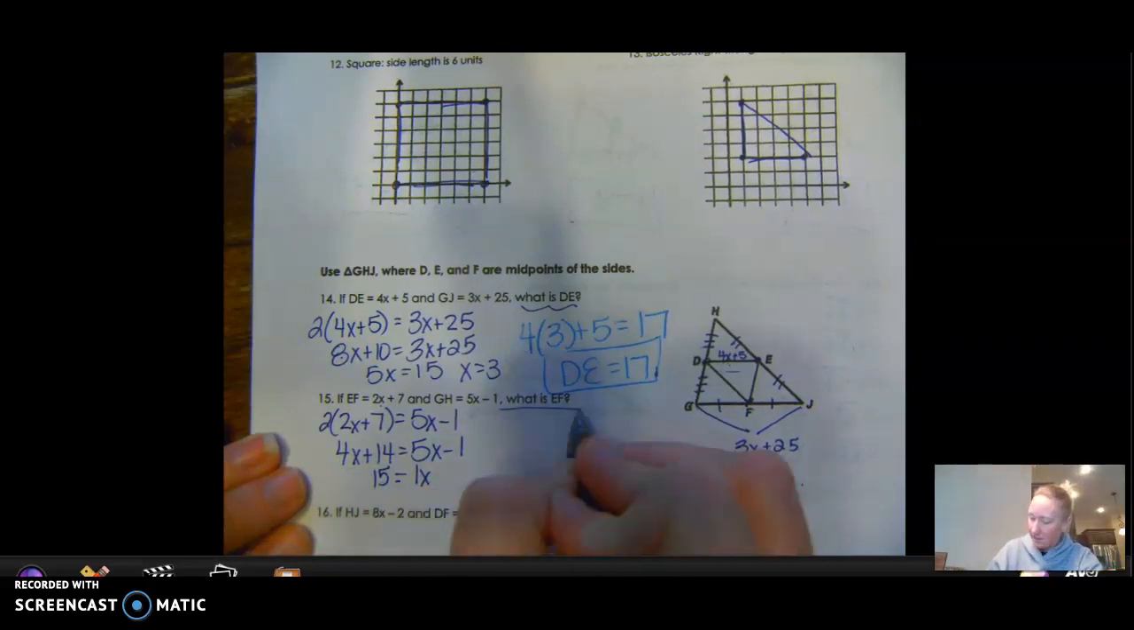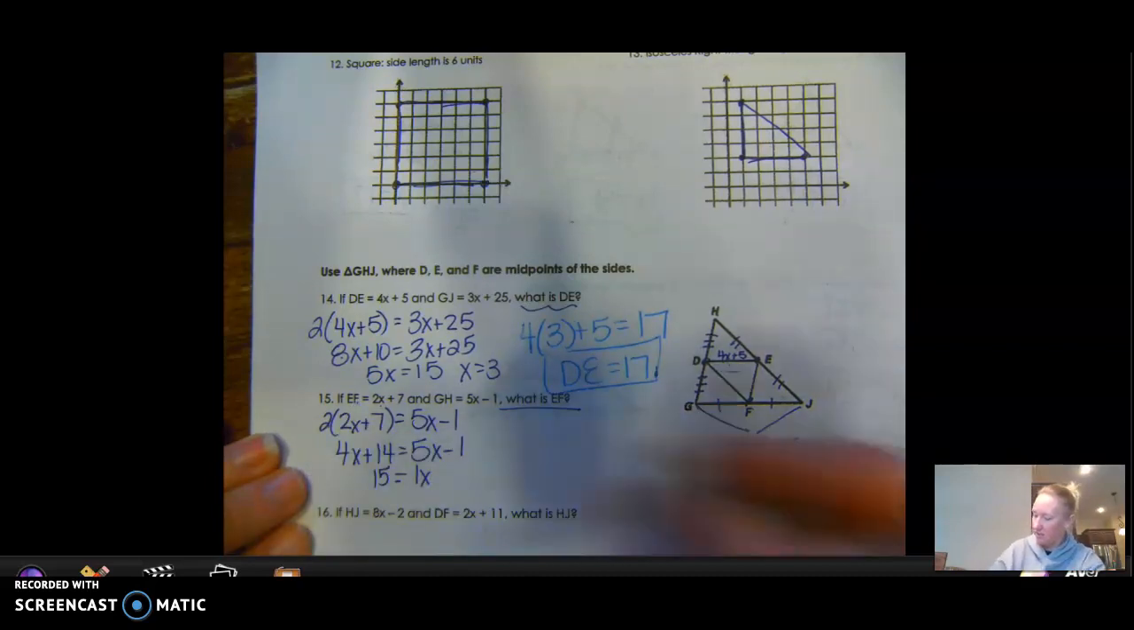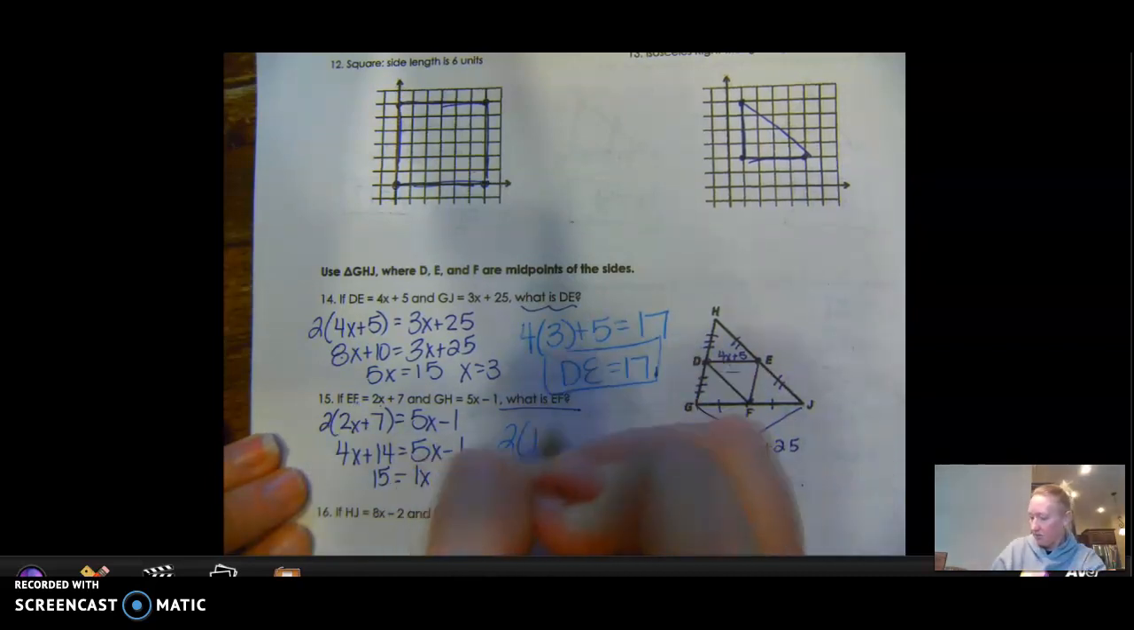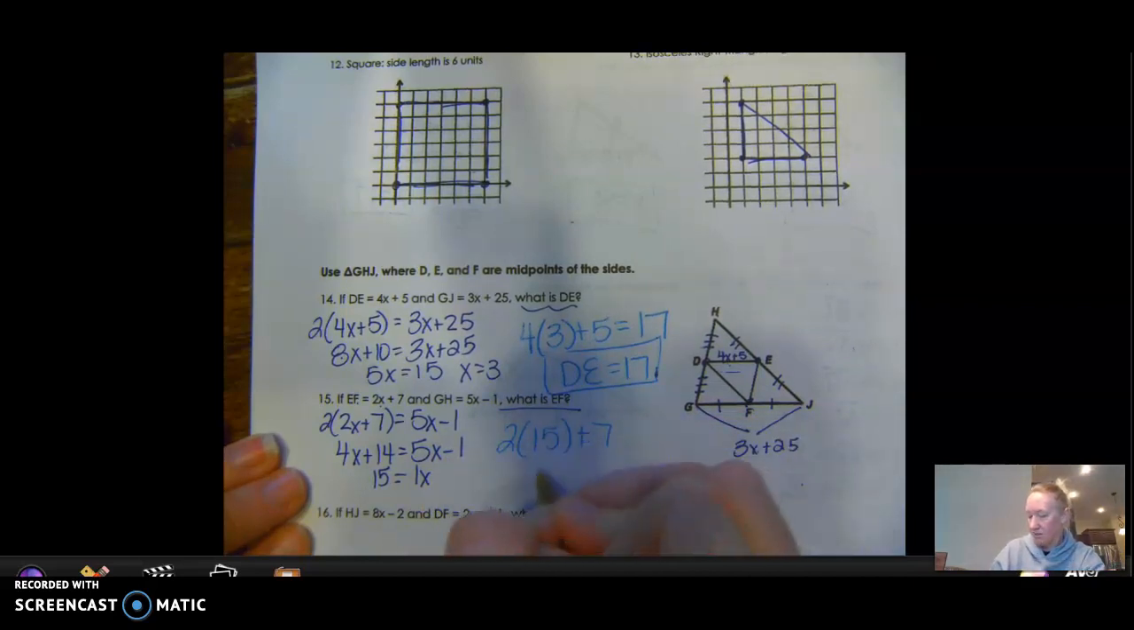They want me to find EF, so I'm going to take EF, I'm going to plug it into that. So 2 times 15 plus 7. 2 times 15 is 30. 30 plus 7 is 37. And that is EF.